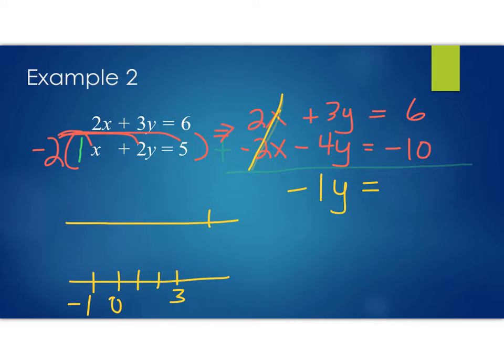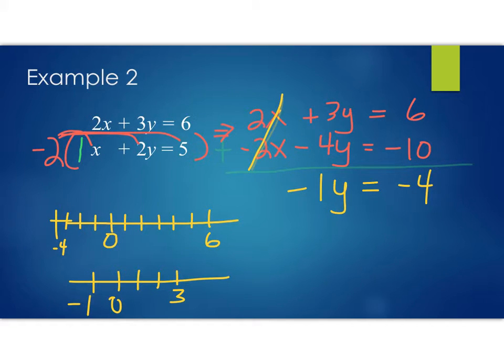This time I'm starting at positive 6, and I need to count 10 to the left. 1, 2, 3, 4, 5, 6, 7, 8, 9, 10. So let's figure out where 0 is. 5, 4, 3, 2, 1. Here's 0, and I actually end up at -4. These are good things to practice without your calculator.